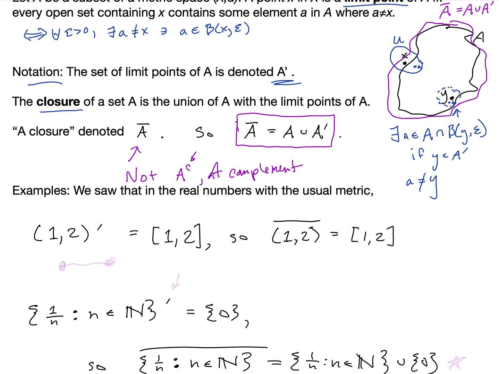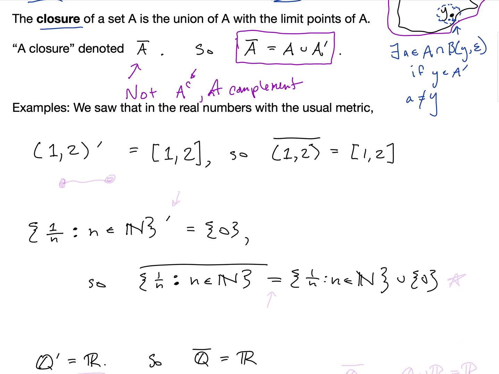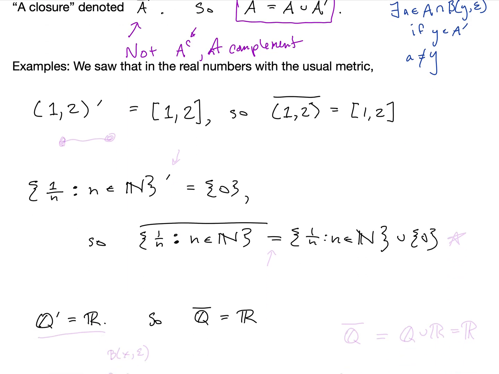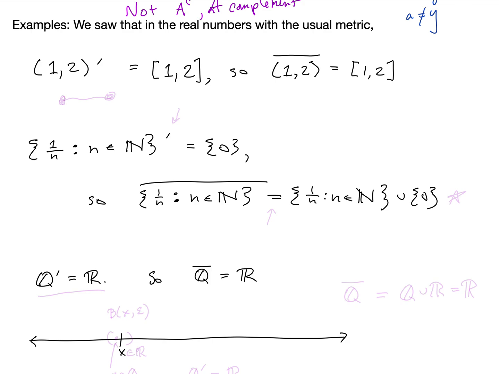We saw that in the real numbers with the usual metric, we've also already found the limit points of a number of sets. For example, the set of limit points of the open interval 1, 2 is the entire closed interval 1, 2. Every point in the interval from 1 to 2 is a limit point, and the endpoints of that interval are also limit points of that set. And therefore, the closure of the open interval from 1 to 2 is the set together with its limit points, in this case, the closed interval from 1 to 2.